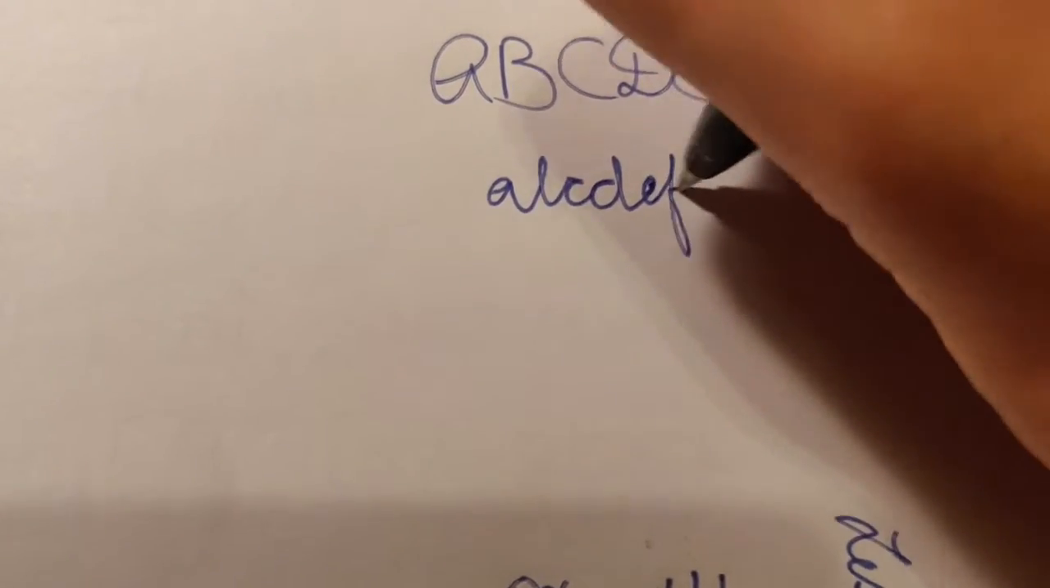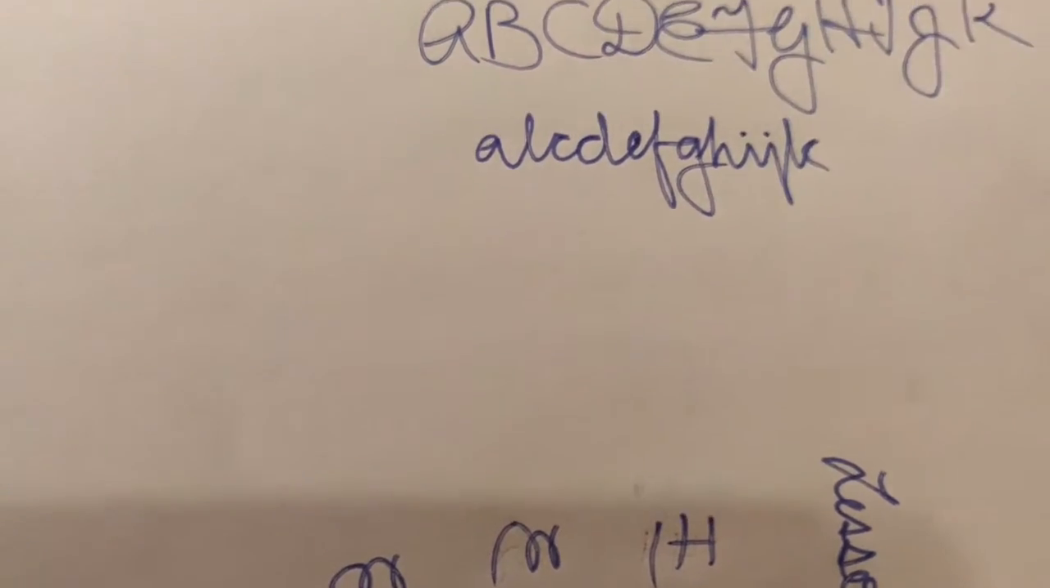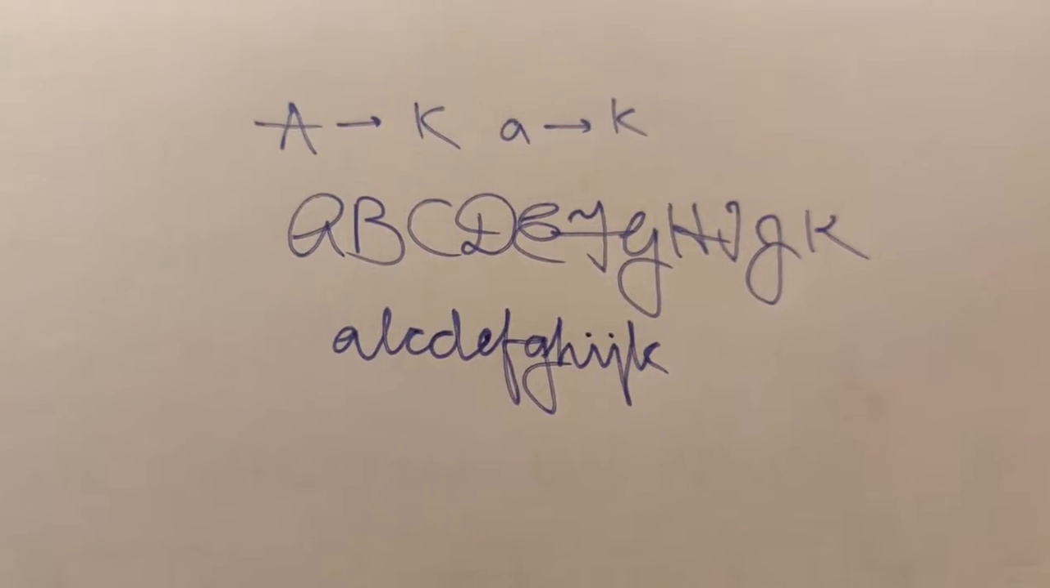A, B, C, D, you can see the curves are connecting constantly. And then I add the dot on the I and J after I finish writing the entire word, the entire connecting word. Moving on to lesson 4.